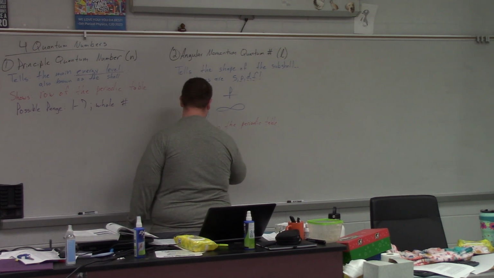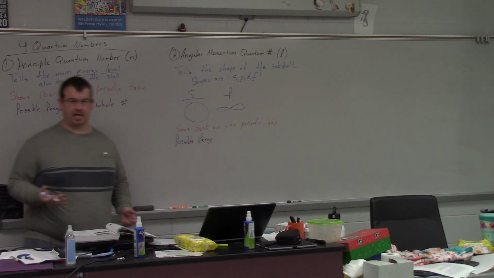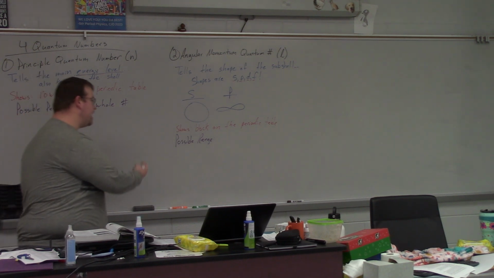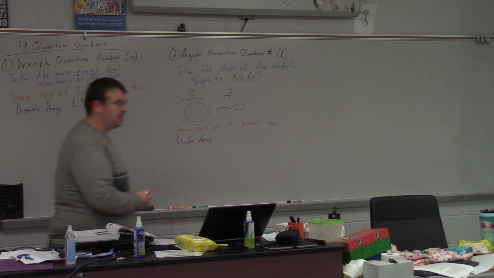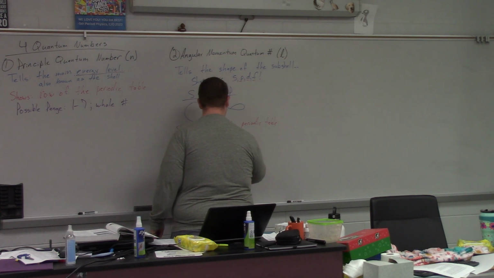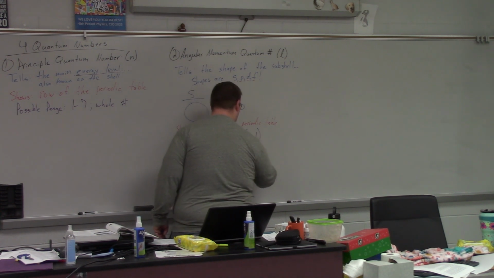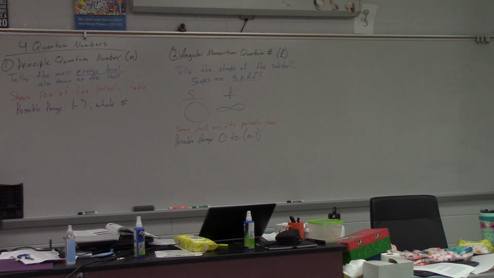All right, here's the one. Possible ranges. Here's the one that kids struggle with, okay? So here's the one that I want you to slow down, I really want you to focus in. The possible range for this is dependent on the previous one. Straight up. So it can go from 0 to the quantity of n minus 1. What is n? It's the principal quantum number.